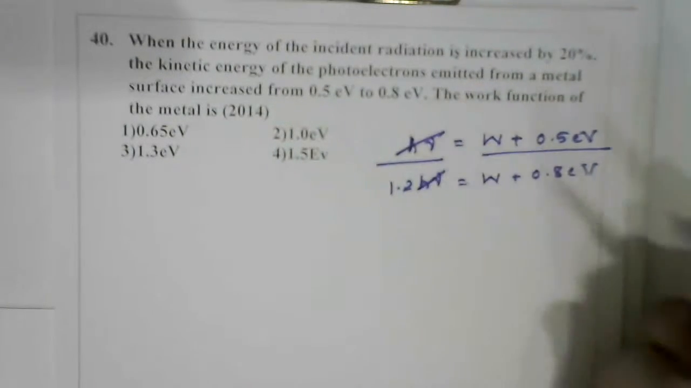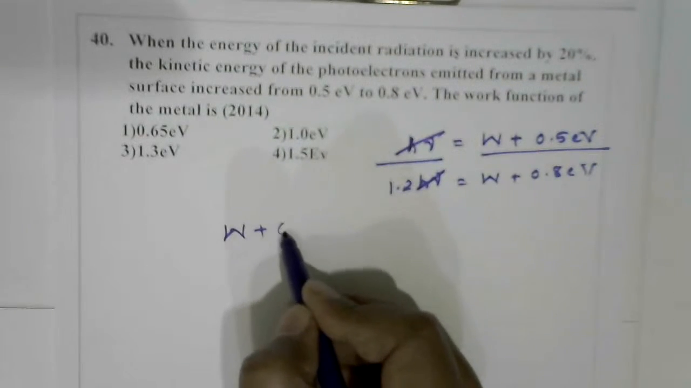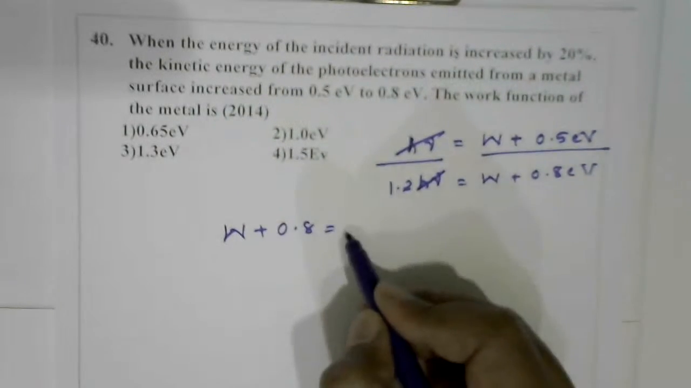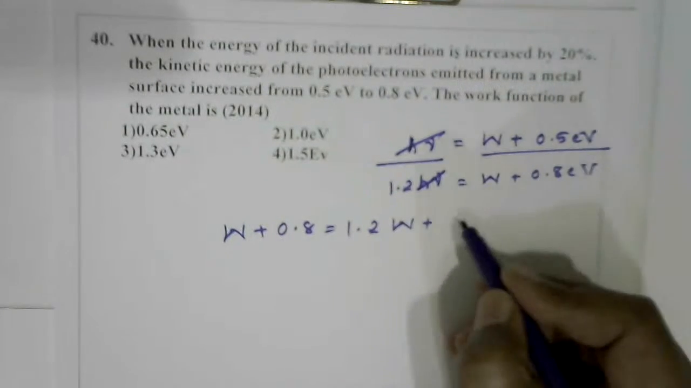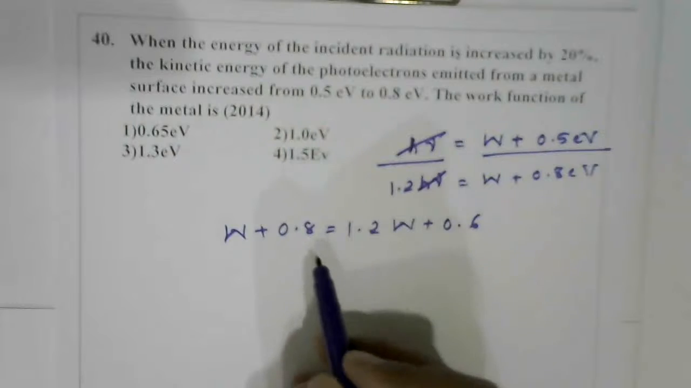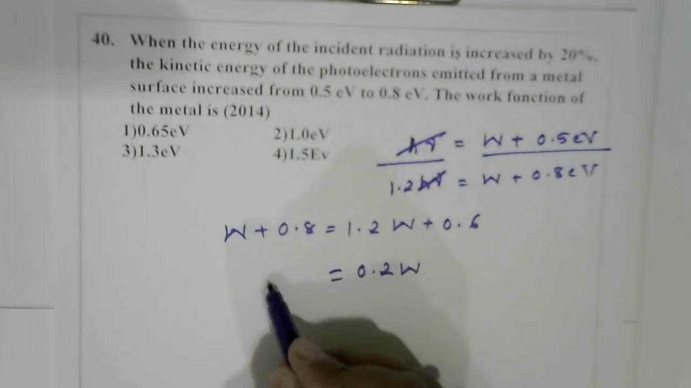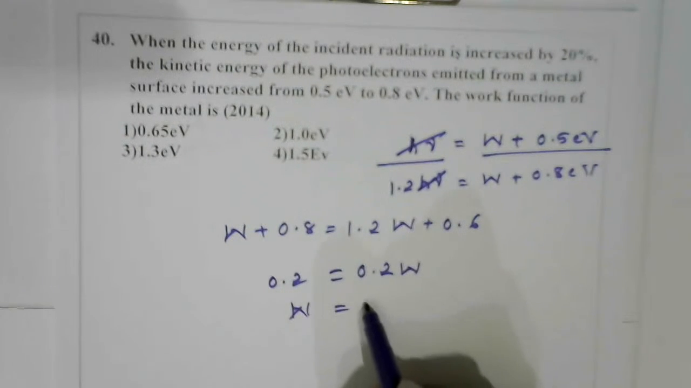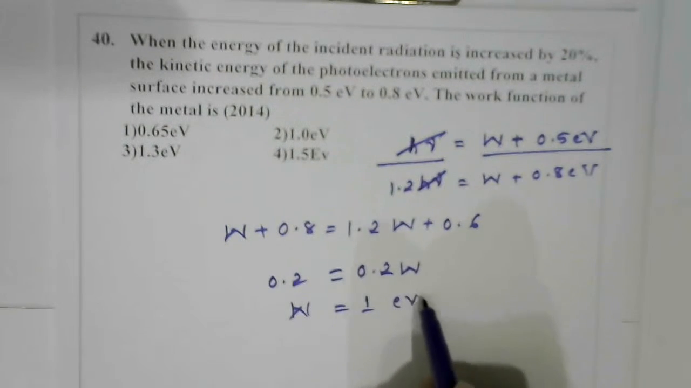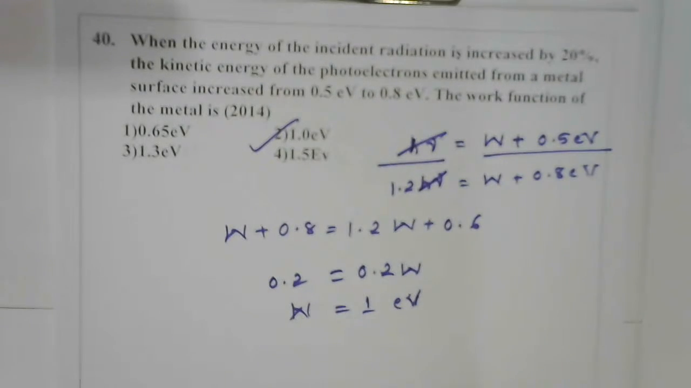You can divide directly. If I divide, this becomes W plus 0.8 will be equal to 1.2 W plus half of the 1.2, which is 0.6. Okay, so 0.2 W will be equal to 0.2. So we are going to get the work function is equal to what? 1 electron volt. So we are having the second option.